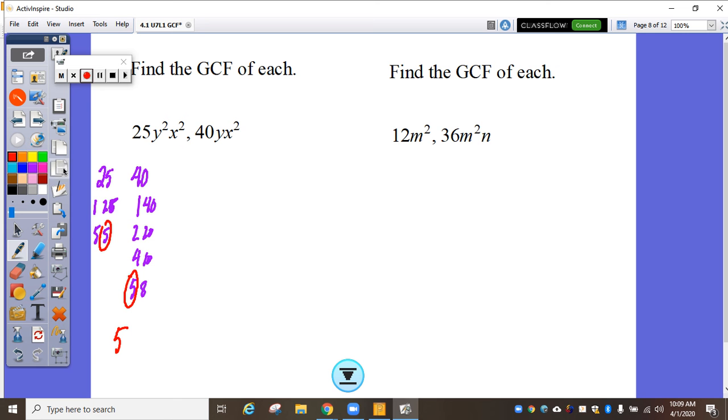Now, let's look at the variables. We have a y squared and a y. So I'm going to pick the one with the smallest exponent, y. I have an x squared and an x squared. Well, that's pretty easy. They're both the same. So I'll take the x squared out. And that's my greatest common factor.